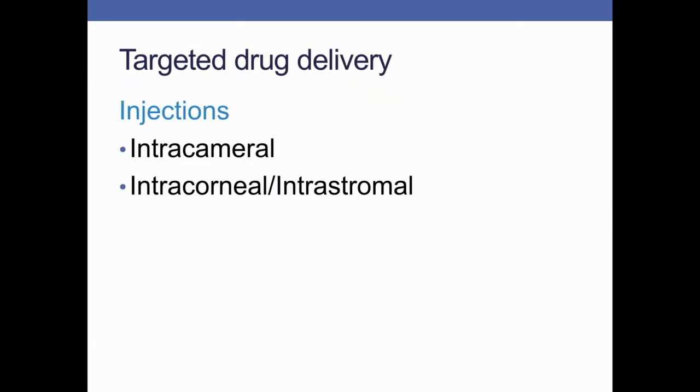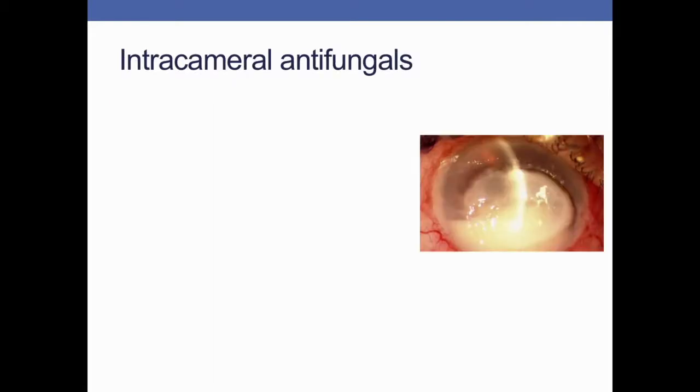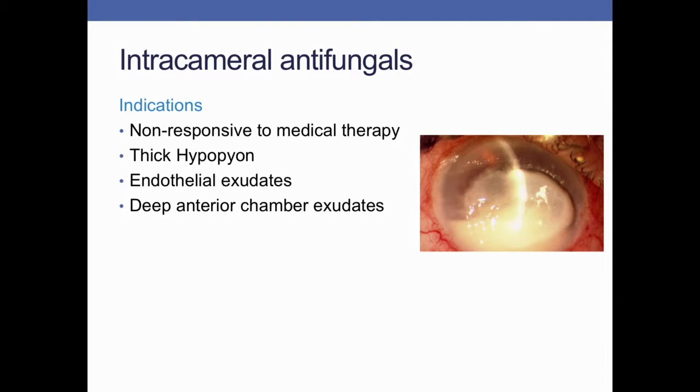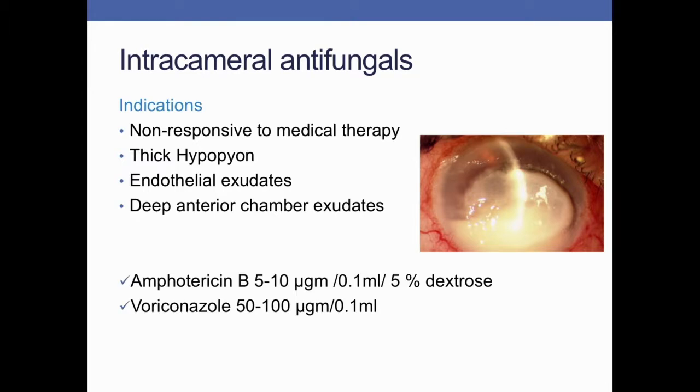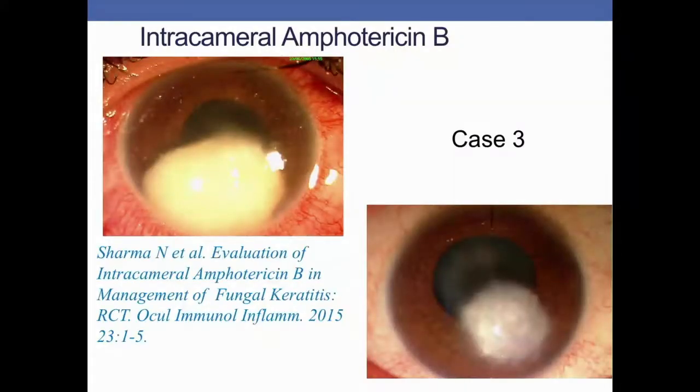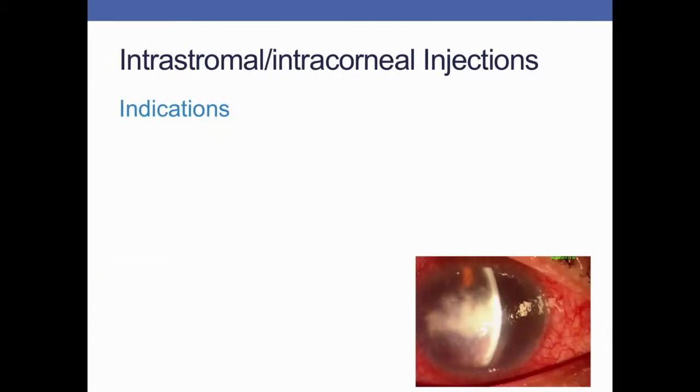There is a role of targeted drug delivery in the form of intracameral and intracorneal injections in select cases, and intracameral injections are indicated in cases which are not responsive to medical therapy with thick hypopyon, endothelial exudates, and deep anterior chamber exudates, and amphotericin B 5 to 10 micrograms and voriconazole 50 to 100 micrograms per 0.1 ml can be given. This is a case of large hypopyon which resolved on intracameral amphotericin B.